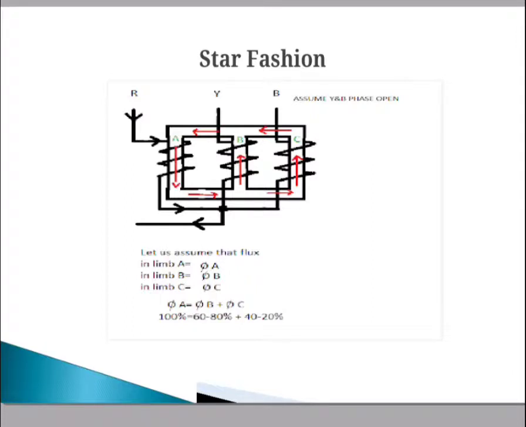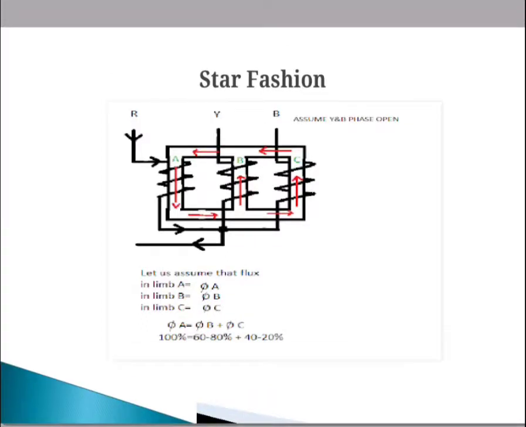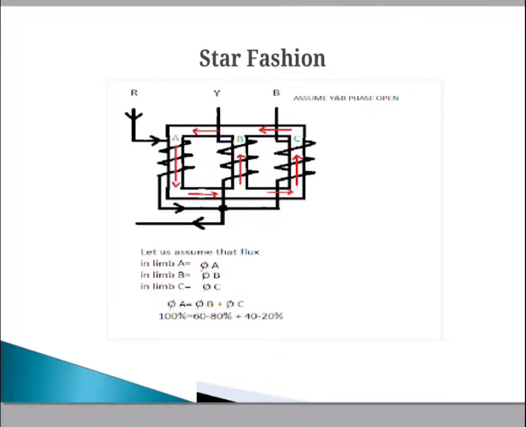The flux passing in the two limbs will induce the voltage on the winding placed on the respective limbs. So logically, the sum of voltages induced on the remaining limbs must be equal to the voltage applied to the one limb of the transformer. Suppose we consider the voltage applied on the one limb, that is VA is equal to VB plus VC. Here assume that the Y and B phases are open and the R phase is in good position.